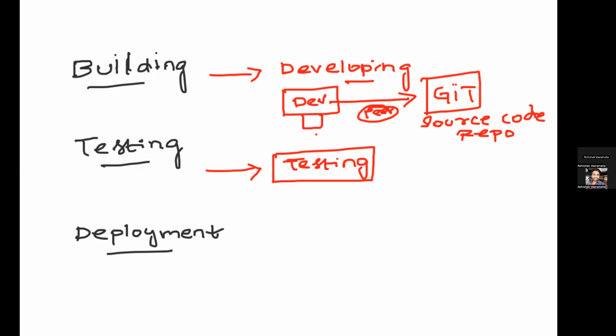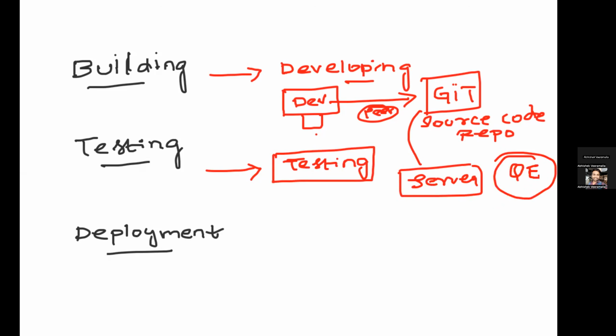So what happens in the testing phase? This application that is stored in the Git repository is taken and deployed in a server. And then you have a team in the organization that is called the QE team. Who is this QE team? They are the quality assurance engineers. Okay, so quality assurance engineers basically take care of testing the software. So here the developers have built the software, QE has tested the software. This phase is primarily for developers. This phase is primarily for QE engineers.